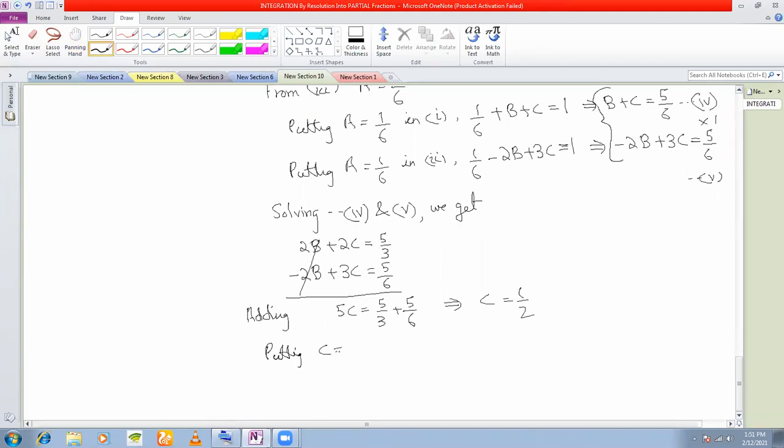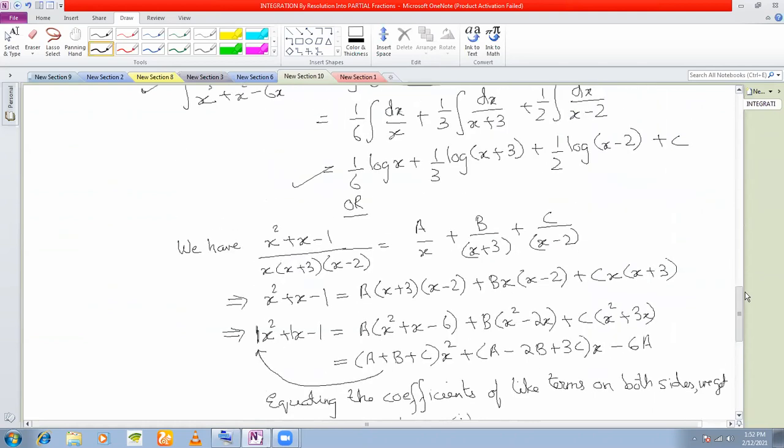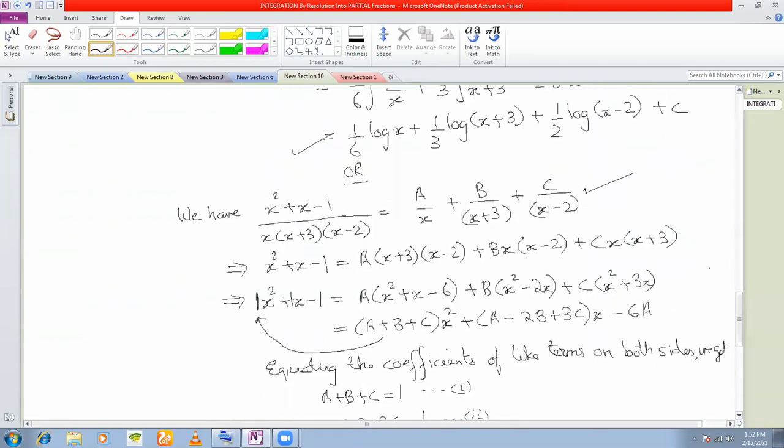Putting c equal to half in 4, we get b plus half is equal to 5 by 6. That means b is equal to 5 by 6 minus half, right? So you get this as 1/3. So have I got the values of a, b and c? A I have got as 1 by 6, b I have got as 1 by 3, and c I have got as half. Now you simply put the values here, isn't it? You simply put the values here and then you integrate as we have done here.